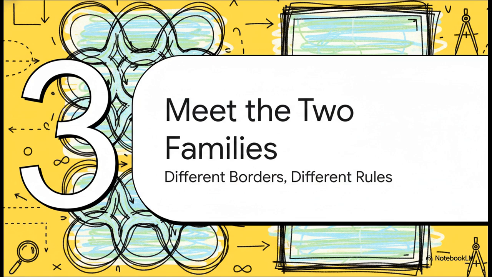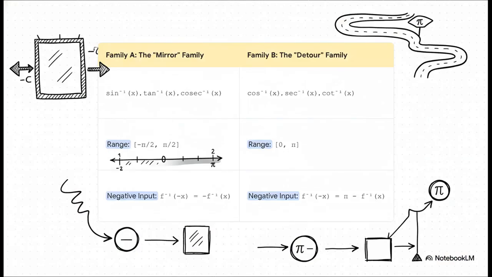Because mathematicians had to draw different borders for the different trig functions, we ended up with two very distinct groups. You can almost think of them as two families of inverse functions, and each family plays by its own set of rules. This table lays it all out beautifully.